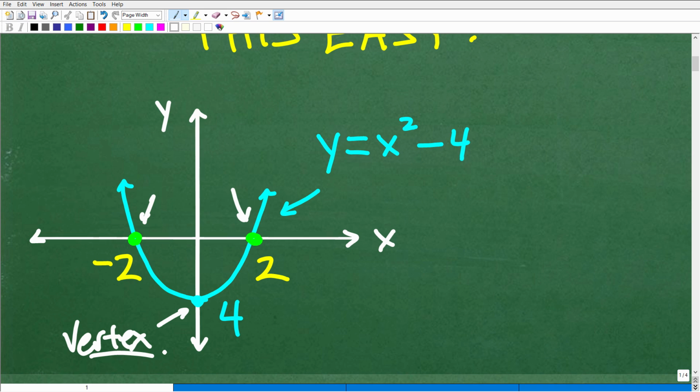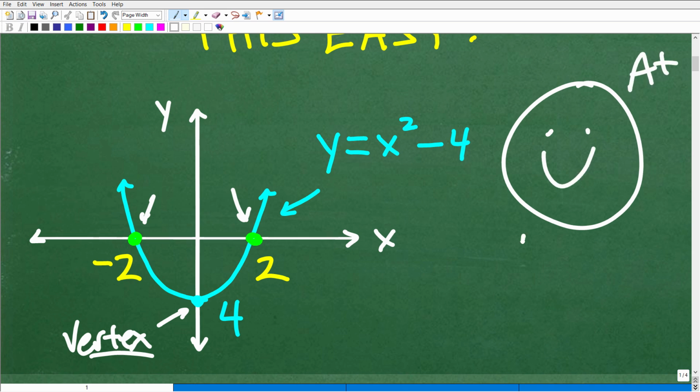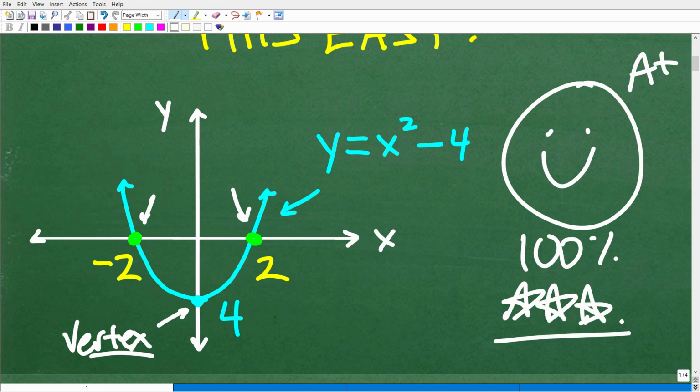And if you were able to identify this graph as the graph that you actually knew how to do, well, let's go ahead and celebrate by giving you a nice little happy face, an A plus, a 100%, and multiple stars. So you can brag to your friends and family that indeed you are a certified professional expert in graphing quadratic equations and parabolas. They'll be like, I have no idea what that means, but it sounds pretty cool.